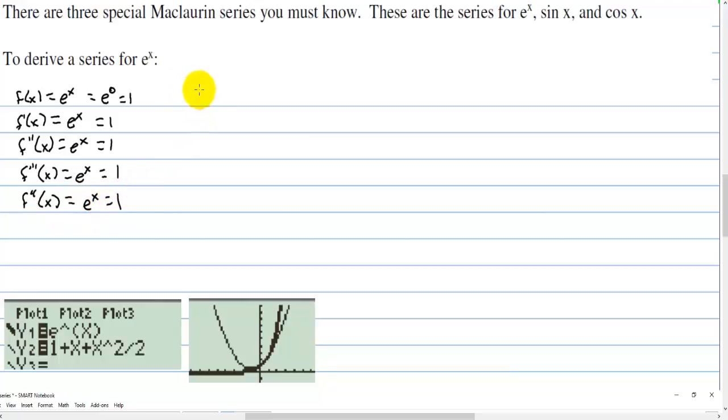So here's the series. We have 1 plus x plus x squared over 2 factorial plus x to the third over 3 factorial, and so on, plus x to the fourth over 4 factorial plus ... So here's the series. We have n equals 0 to infinity, x to the n over n factorial.